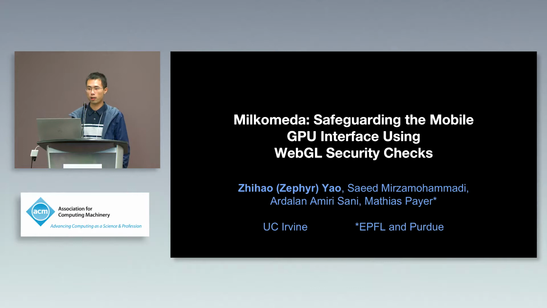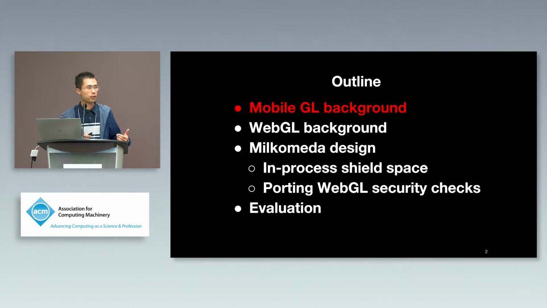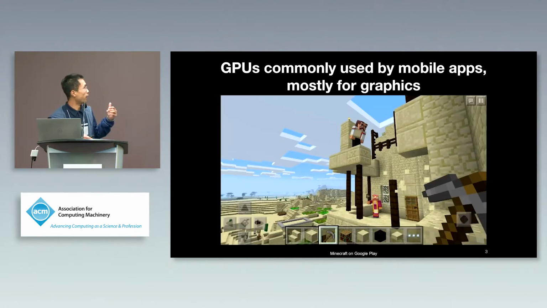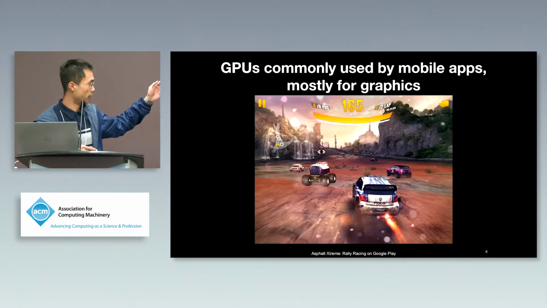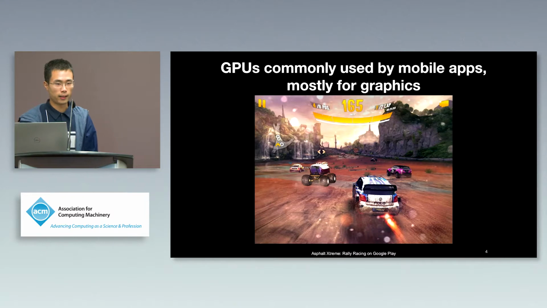So today I'm going to talk about our work on Milkomeda, which safeguards the mobile GPU interface using WebGL security checks. Let's quickly go over what mobile GL looks like. GPUs are commonly used by mobile apps. Look at Minecraft and this racing game; they all heavily use the GPU for graphics rendering.